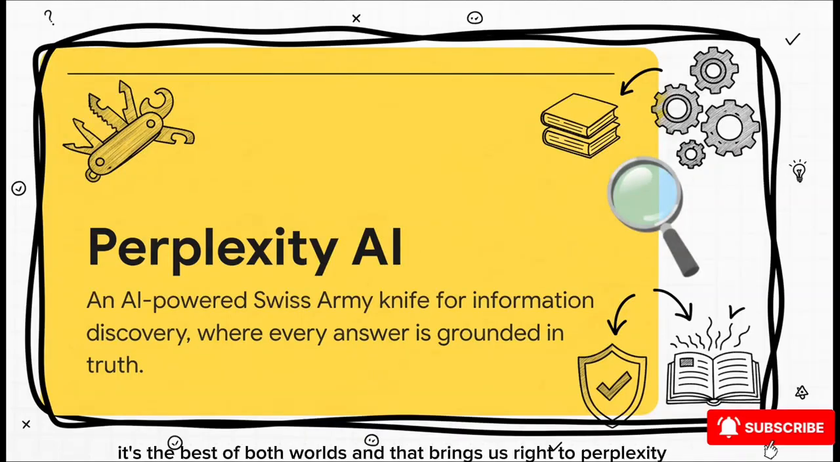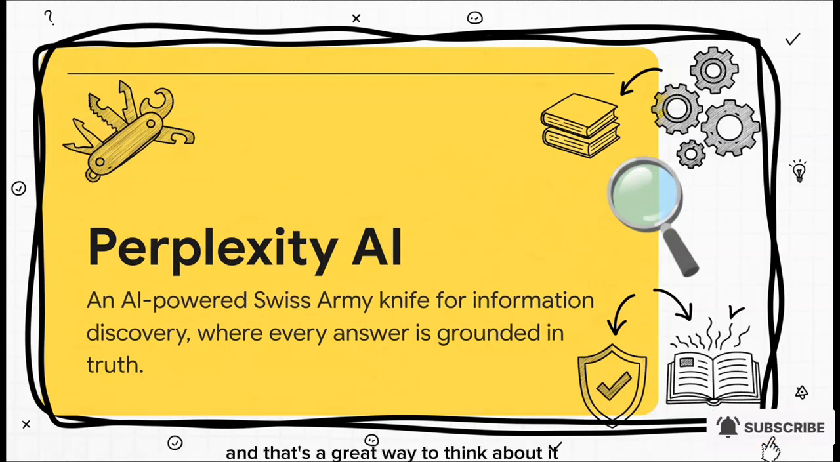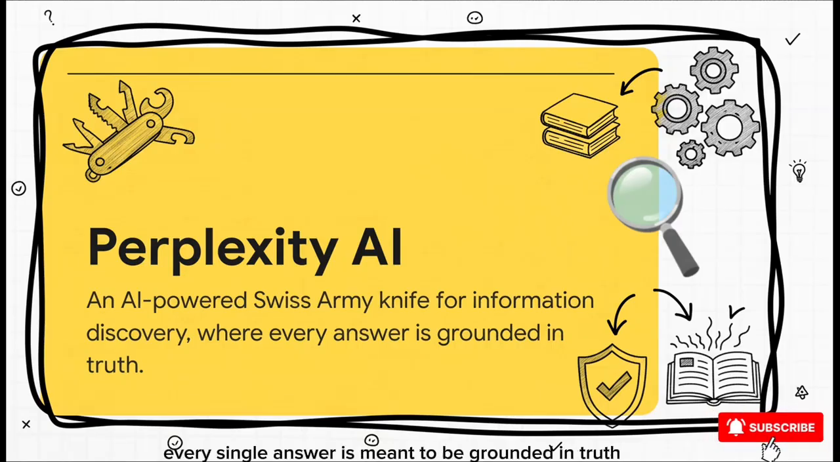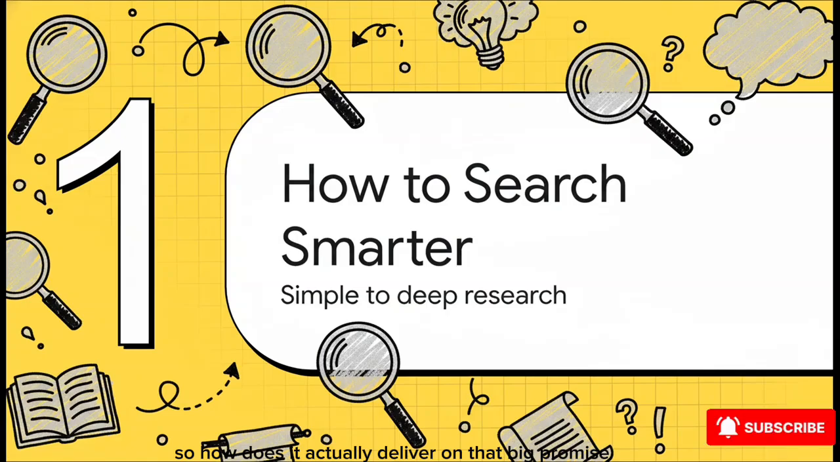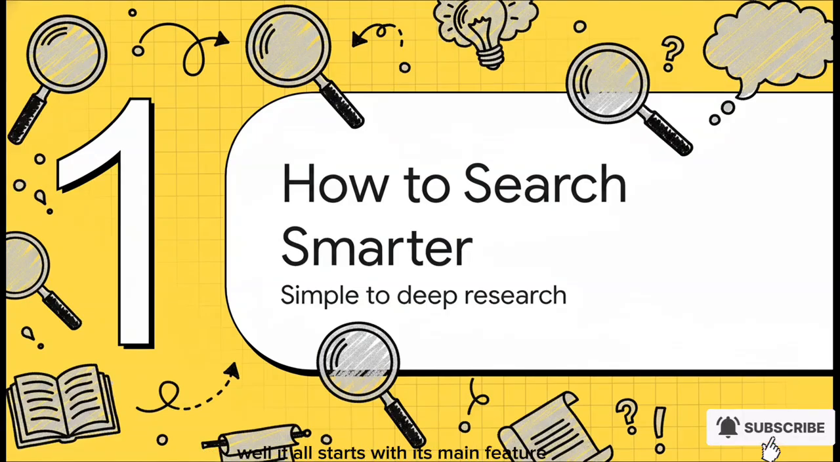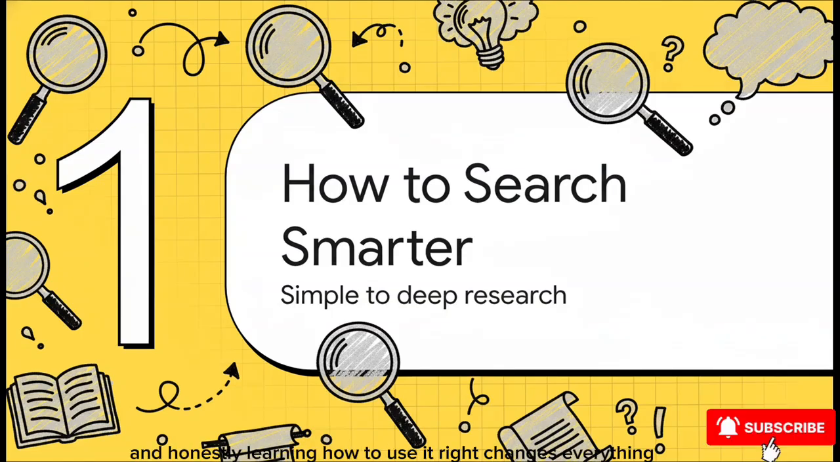And that brings us right to Perplexity. They call it an AI-powered Swiss Army knife for information discovery. And that's a great way to think about it. It's a multi-tool. But the most important part, the real foundation of the whole thing, is that last bit. Every single answer is meant to be grounded in truth. So, how does it actually deliver on that big promise? Well, it all starts with its main feature, intelligent search.